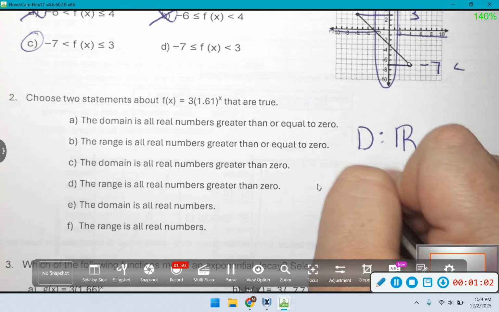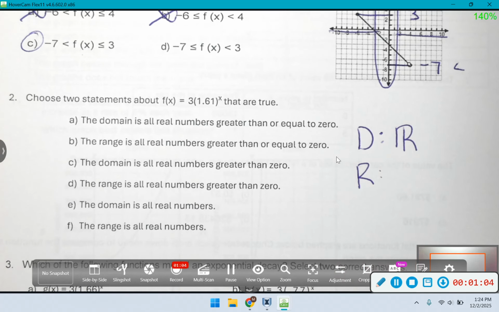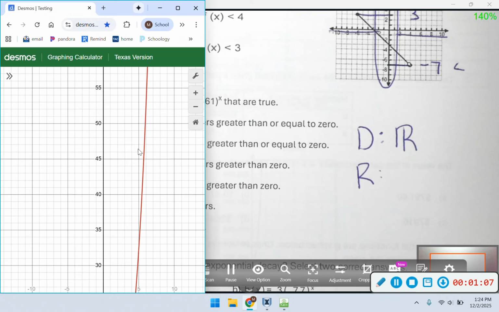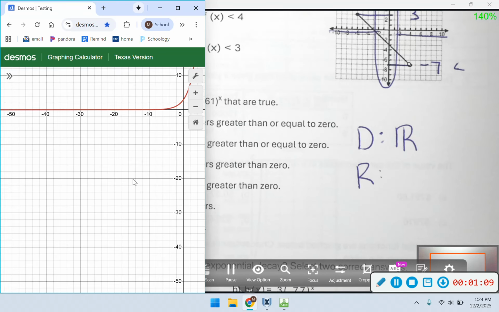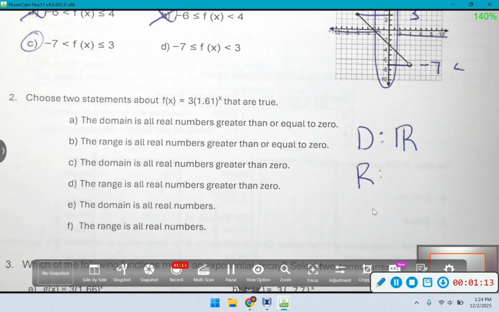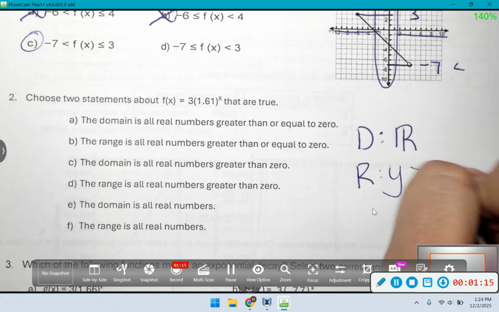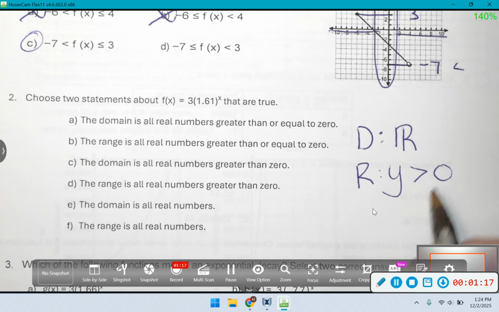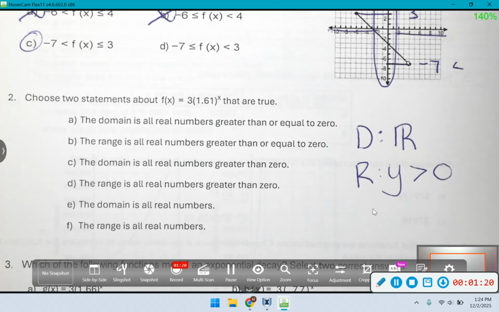Okay, my range, on the other hand, does go up forever, like we were just seeing. We scrolled up, up, up, but it never goes below 0. Even if I zoom out, it never goes down here below 0. So this is y is greater than 0 because it goes up. Now, it is not equal to because of the asymptote. So we have to find our answers that say this.